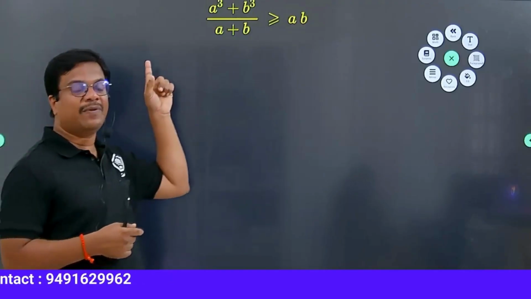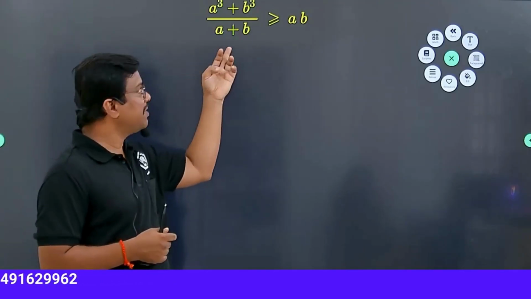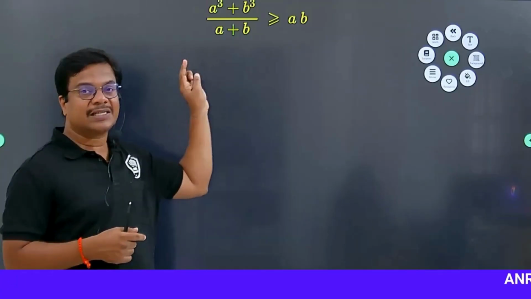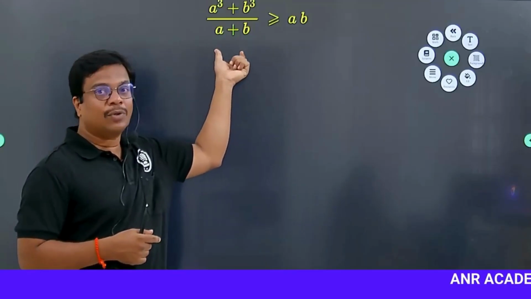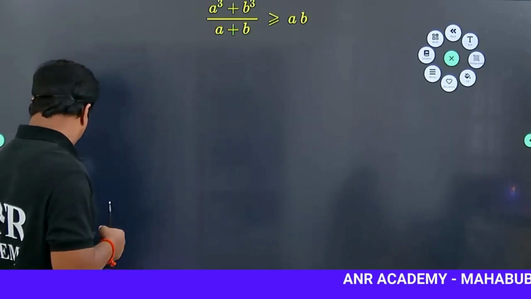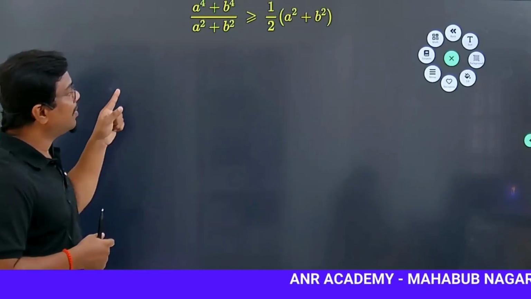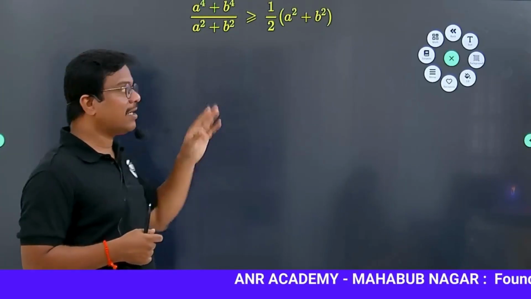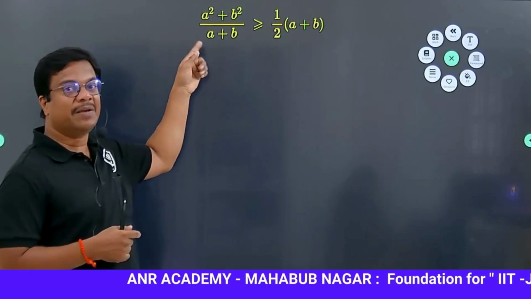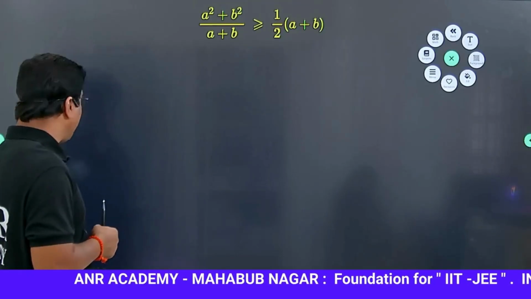Third one: (a³ + b³)/(a + b) is greater than or equal to ab. And here the condition, at a time both a and b are non-zero quantities. Why? Because a plus b is in the denominator part. Here also, at a time a² plus b² is non-zero. Here at a time a and b both non-zero quantities, remember.